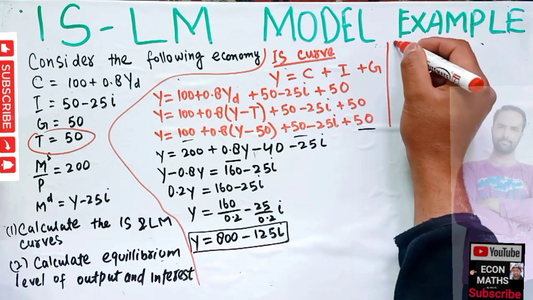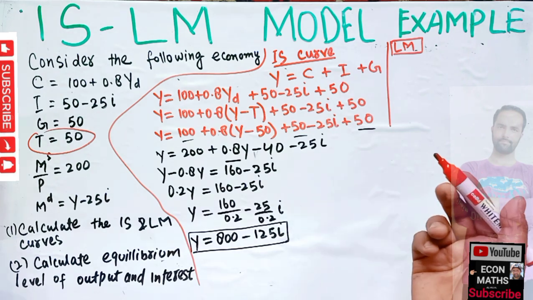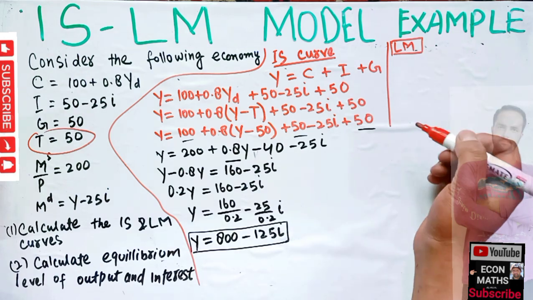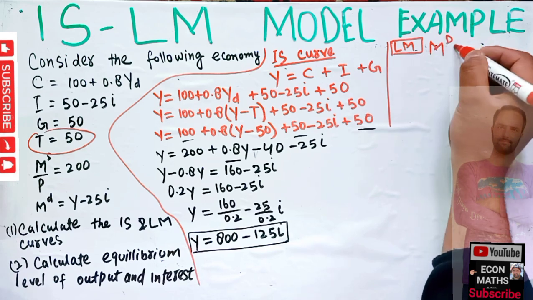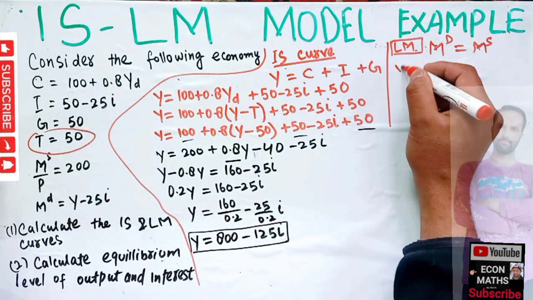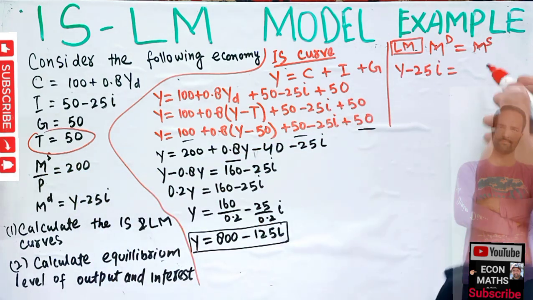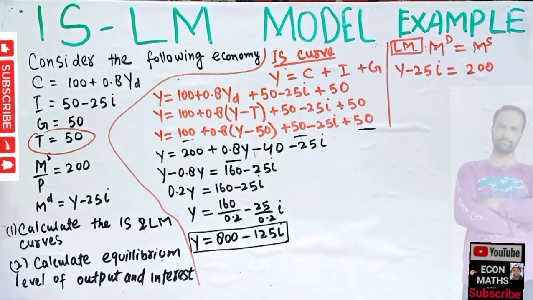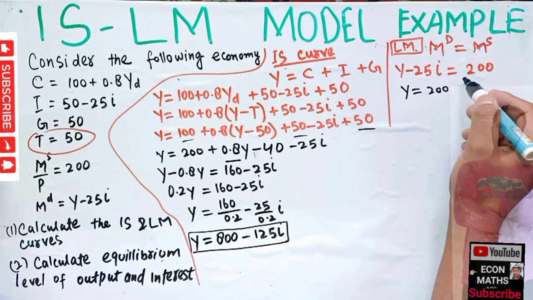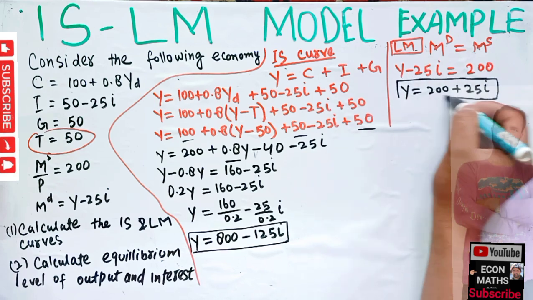The LM curve shows us money market equilibrium. The IS curve shows us goods market equilibrium, or product market equilibrium. Money market equilibrium occurs where our money demand is equal to money supply. Money demand is given as Y minus 25 I, and it should be equal to our money supply. Money supply is given as 200. We have real money supply here. So we have Y is equal to 200, transposing this will become plus 25 I. So this is our LM curve.